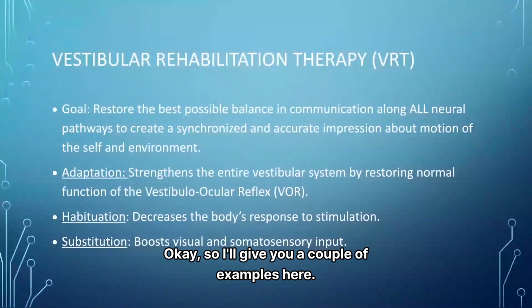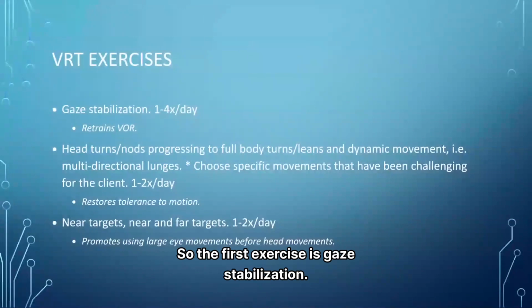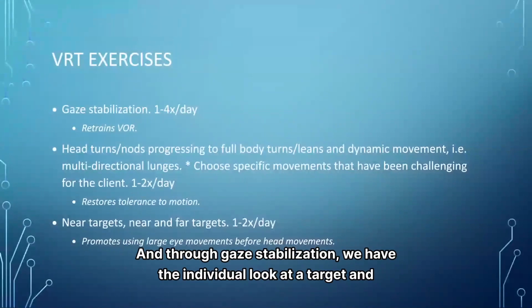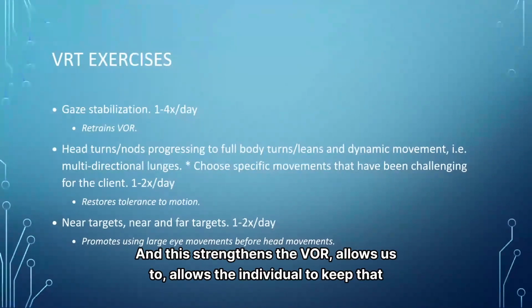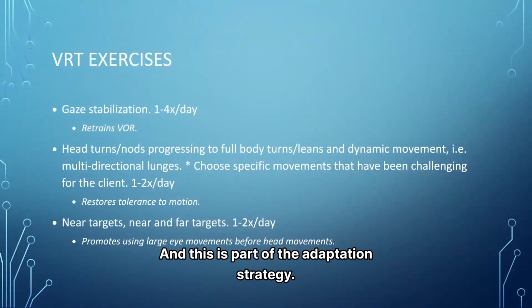Okay, so I'll give you a couple of examples here. The first exercise is gaze stabilization, and this retrains the VOR. Through gaze stabilization, we have the individual look at a target and maintain focus on that target while they move their head side to side and up and down. And this strengthens the VOR, allows the individual to keep that image stable while they're moving their head. This is part of the adaptation strategy.